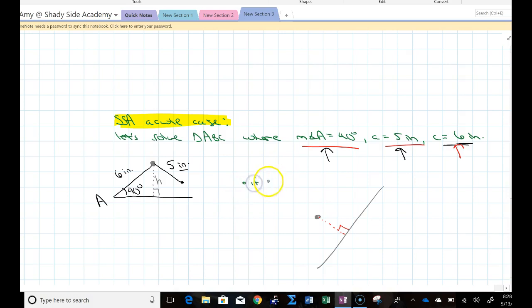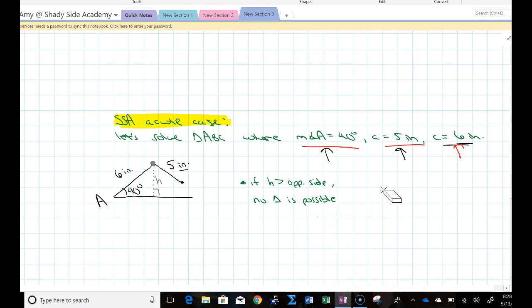If h is bigger than the opposite side, no triangle is possible. Okay? That's probably the most obvious thing to see. If h is greater than the opposite side, no triangle is possible.